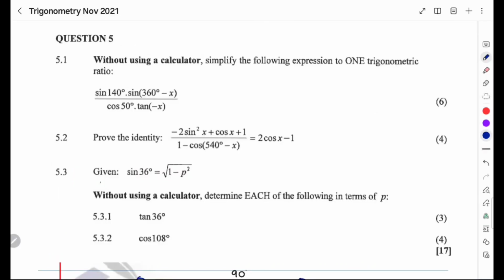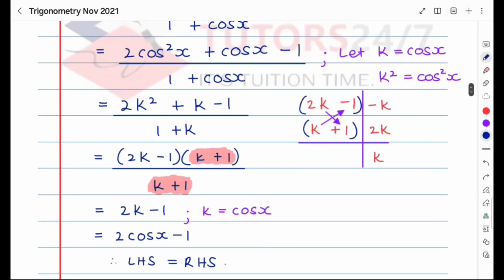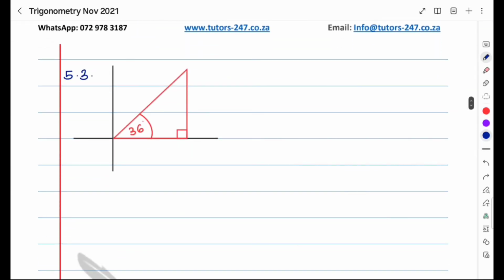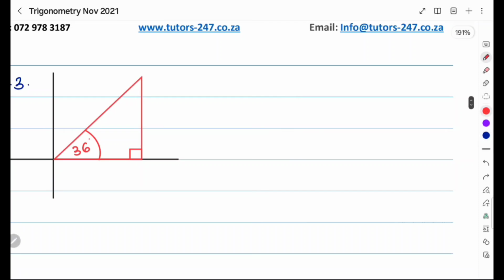Something important to take note of is that 36 is an angle in quadrant 1. It is bigger than 0, smaller than 90. So our triangle is going to be in quadrant 1. So let us have a look at a rough sketch of the diagram in quadrant 1 and then complete this by filling in the opposite side and the hypotenuse. So we were told that sine of 36 is equal to the square root of 1 minus p squared.